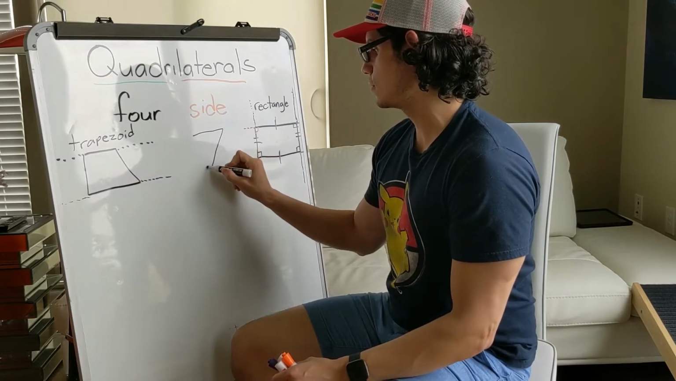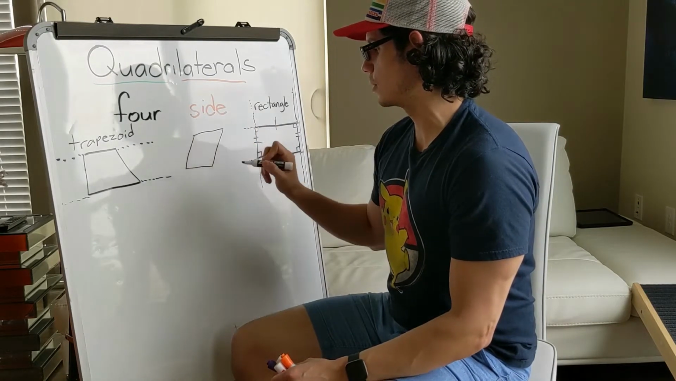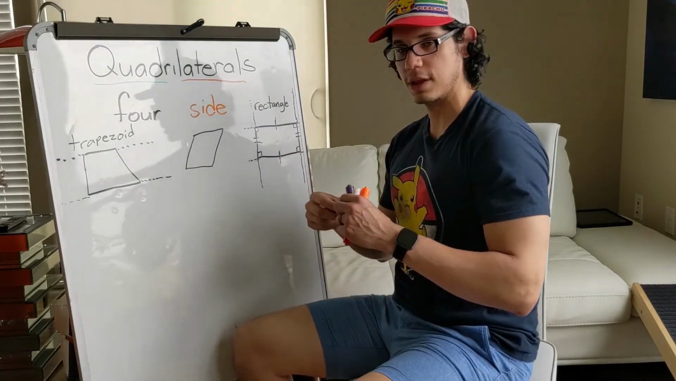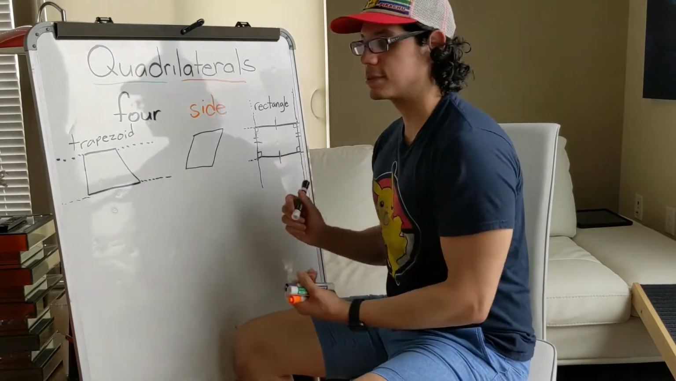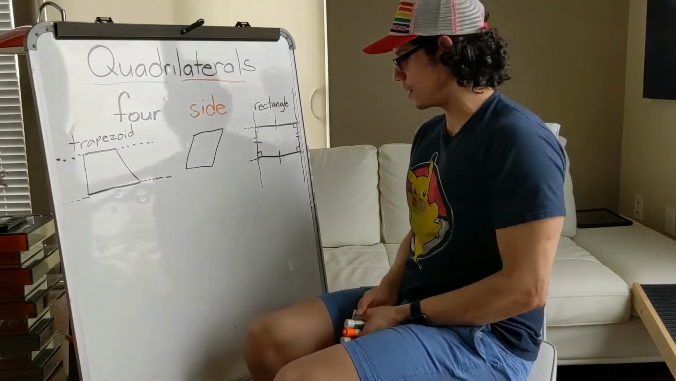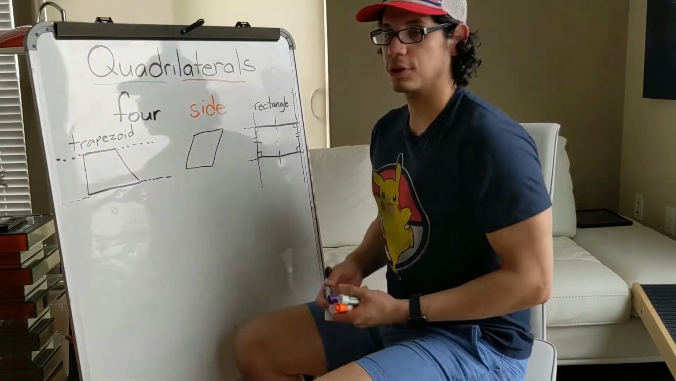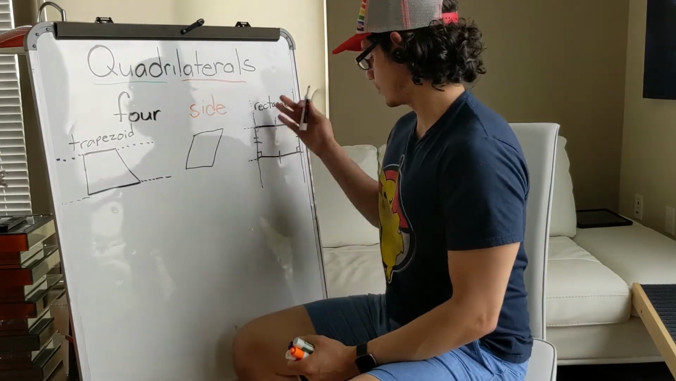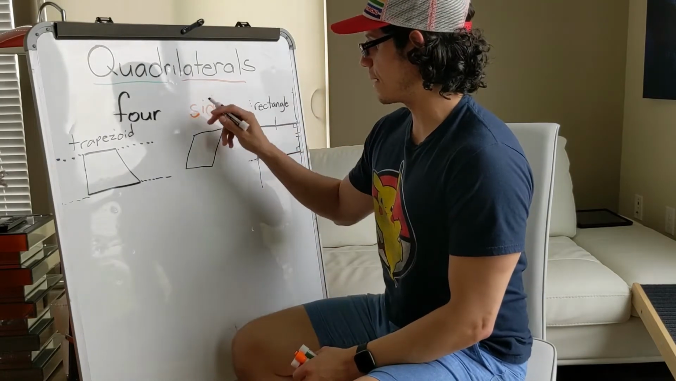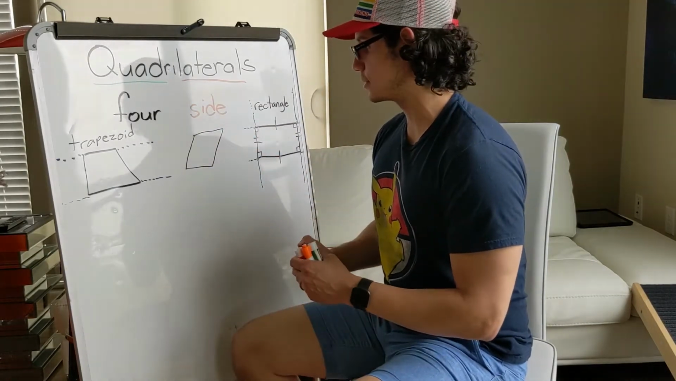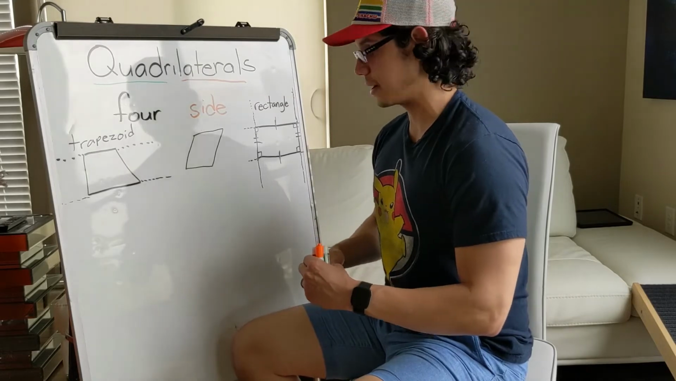Now, you've seen rhombuses before. Some of you like to call them little crystal shapes or diamond shapes. But rhombuses have a lot of attributes as well. So, similarly to a rectangle, a rhombus has two pairs of parallel sides.